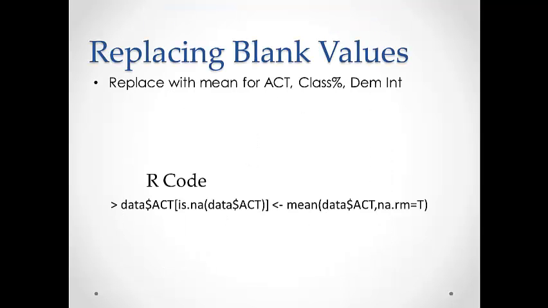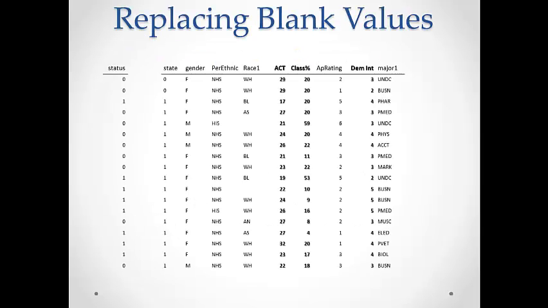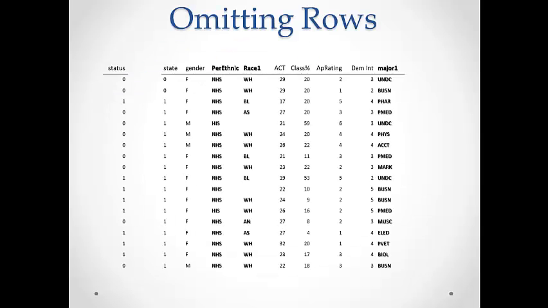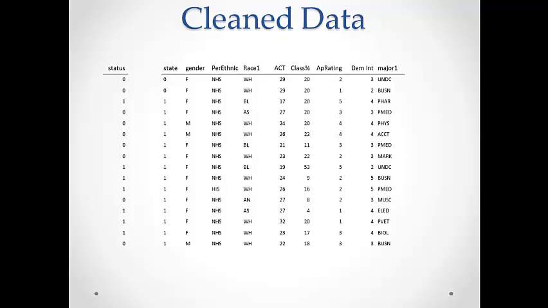There are still missing values. For the numeric variables, we will replace the blank values with the mean. Everything is starting to look a lot better. All that's left is to omit the rows that have blank values in the categorical variables. So we just omit everything in those rows and then collapse the data set back down. And just like that, we have a clean, uniform data set to analyze.